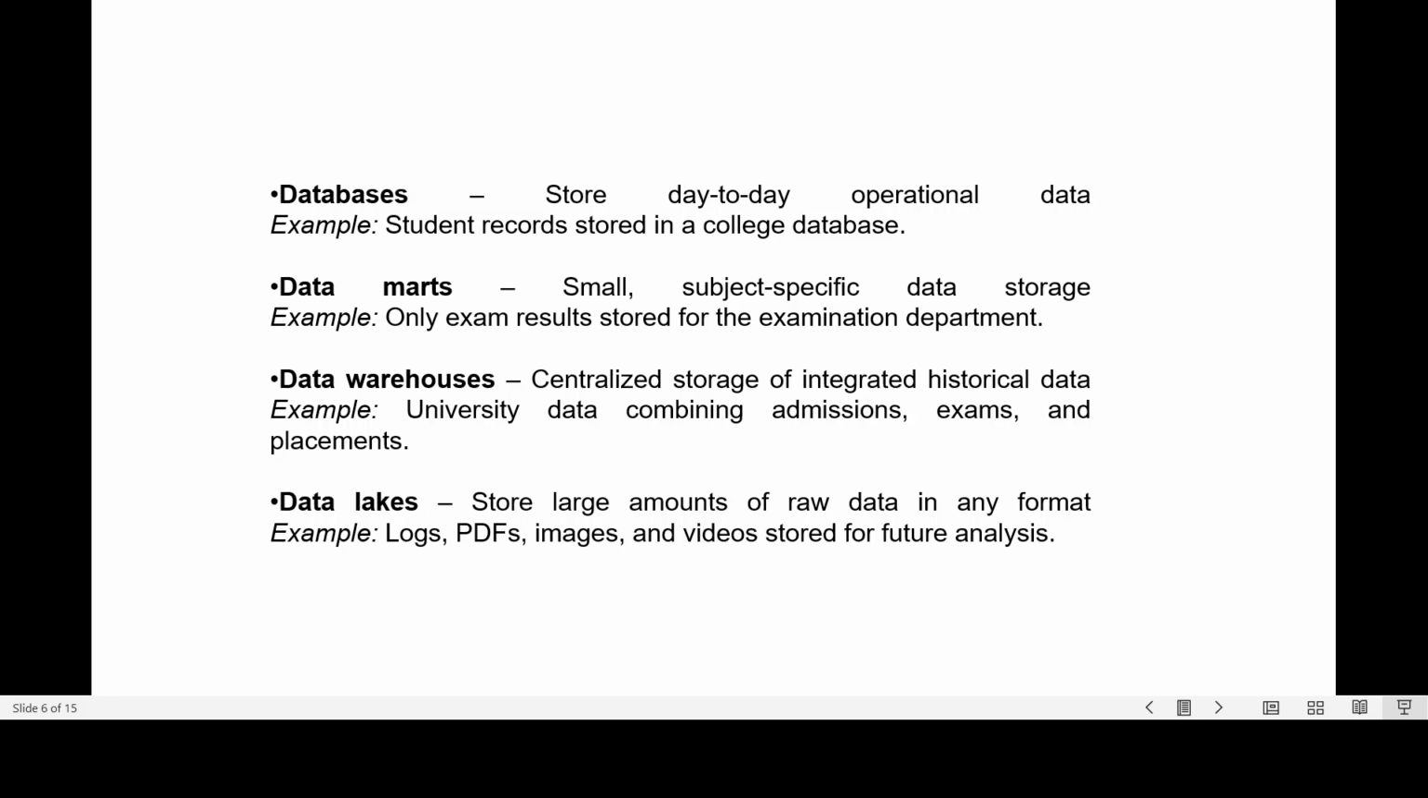A data lake stores massive amounts of raw data in different formats. It can store text, images, videos, PDFs, social media data, and log files without requiring a predefined structure. This progression shows how organizations manage increasing amounts of data.